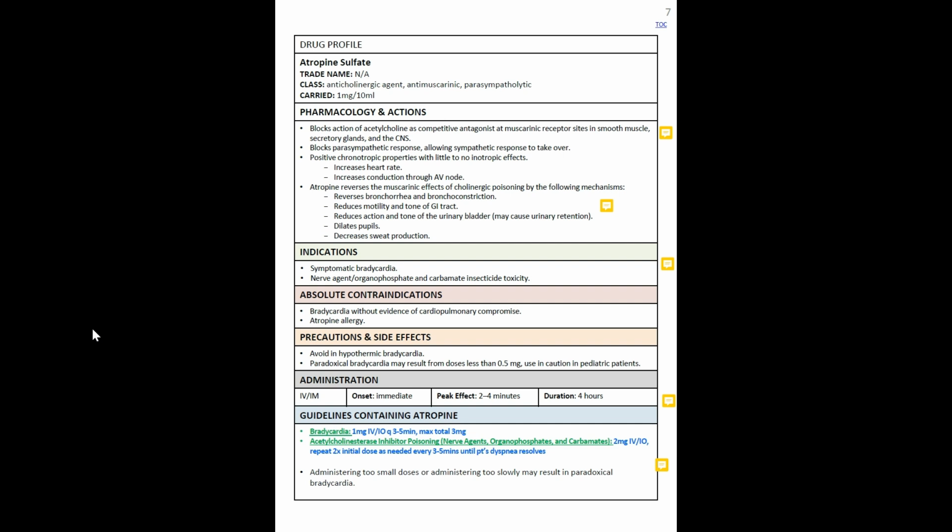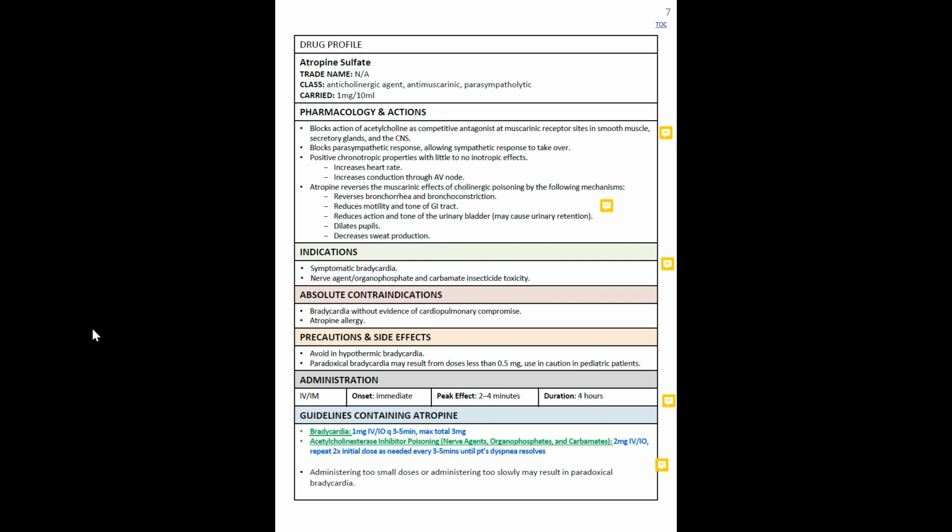The times we would use atropine in the field is for symptomatic bradycardia, and then nerve agent or organophosphate slash carbamate insecticide poisoning or toxicity. So, for symptomatic bradycardia, we would use this medication for people who are symptomatic, not asymptomatic, right? So, this is typically individuals who have a heart rate less than 60 and more severe, less than 40.